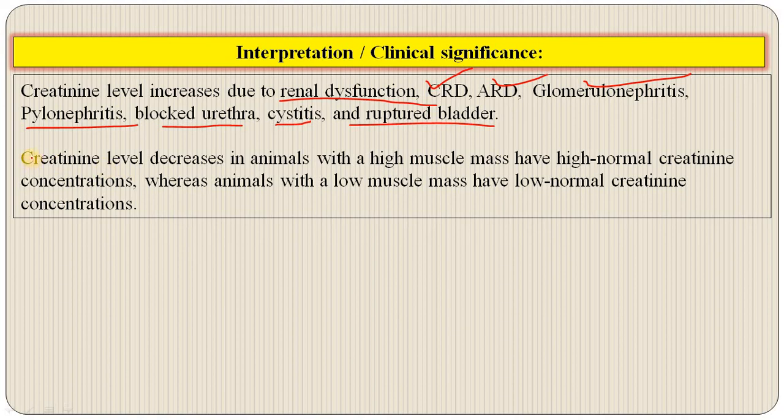Serum creatinine concentration decreases in some cases: animals with a high muscle mass have high normal creatinine concentration, whereas animals with a low muscle mass have low normal creatinine concentration. So this is all about the clinical significance of serum creatinine.